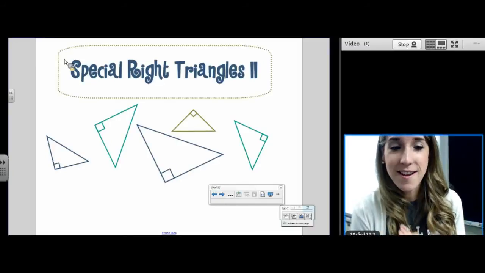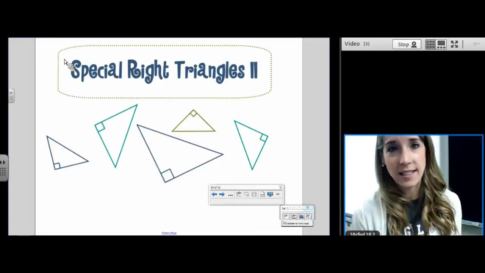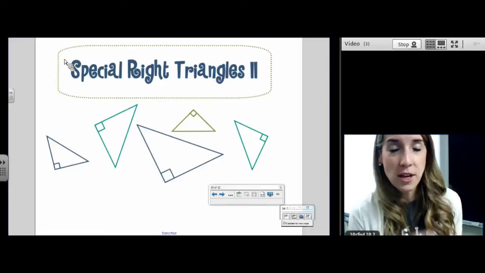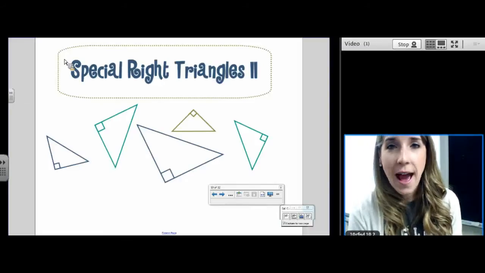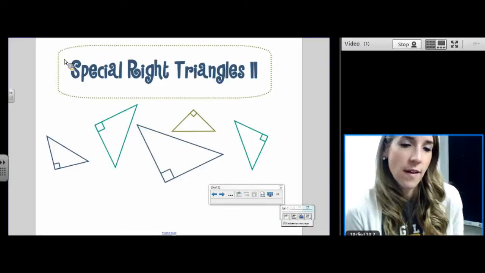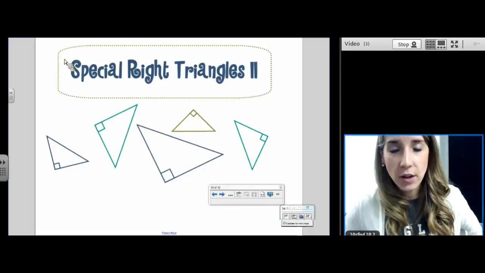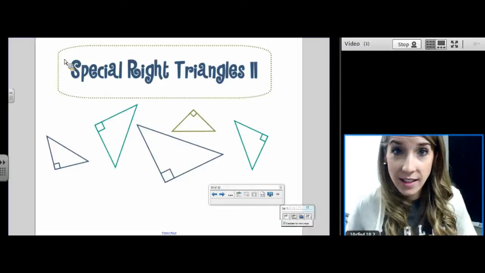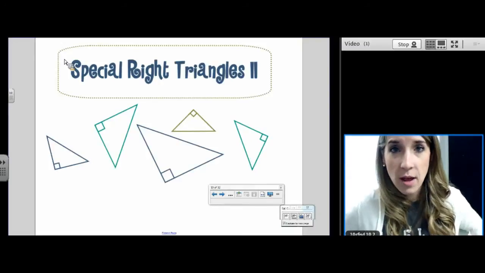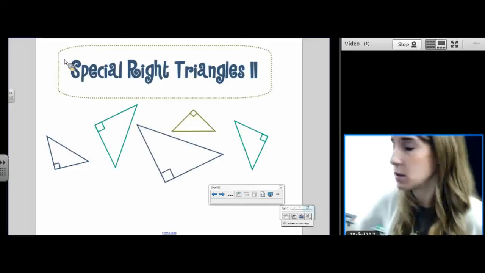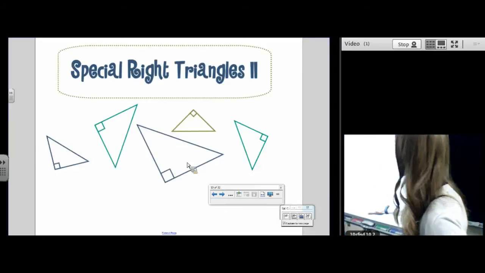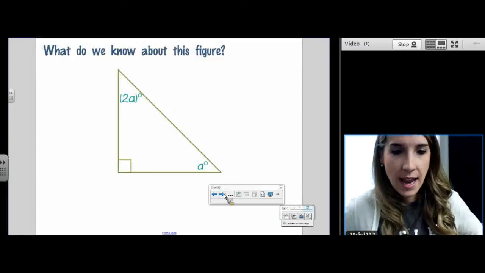Well, guess what? There's another pattern out there. Patterns are great because they're shortcuts if we use them correctly. There's another pattern out there, and it doesn't work on 45, 45, 90 triangles. It's another triangle that shows up a lot in the real world, all the time, and it has its own pattern, and that's what we're going to learn today. So yesterday was all about a shortcut, and today is all about a shortcut.